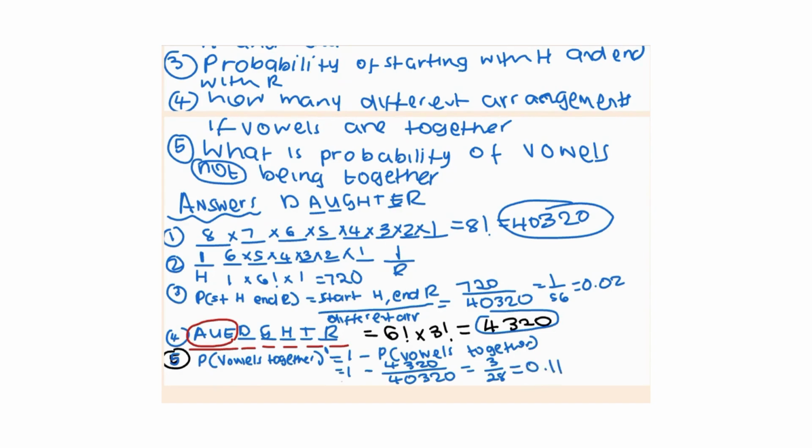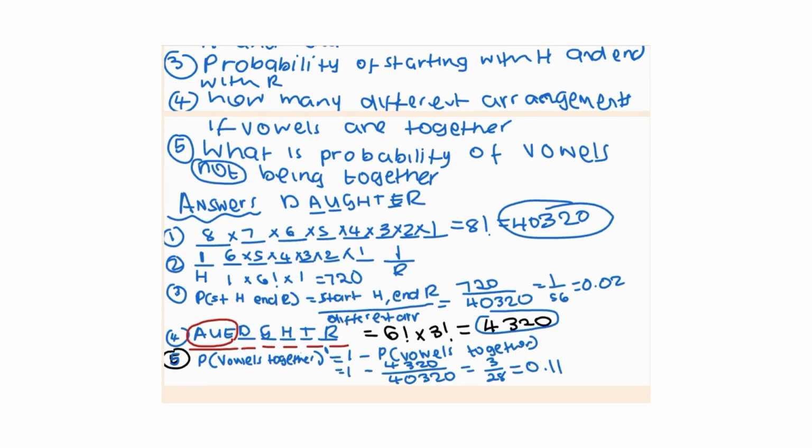Okay, so always, guys, the probability of being and not being, they are complementary. It's 1 minus the other. When you add them, you must get a 1. Meaning, the probability of vowels not being together equals 1 minus the probability of the vowels being together.